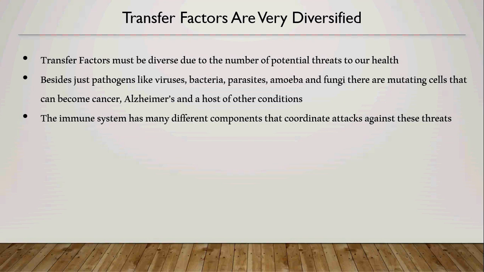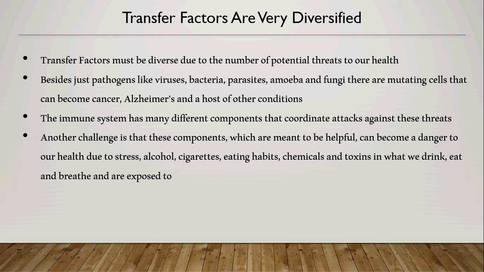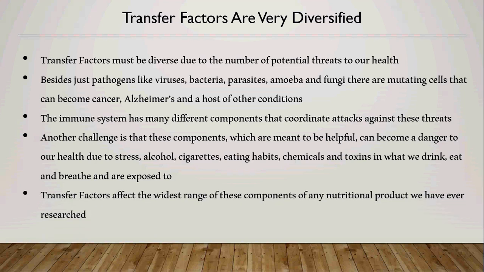The immune system has many different components that coordinate attacks against these threats. But another challenge we face is that these components, which are meant to be helpful, can become a danger to our health due to stress, due to the consumption of alcohol, the use of cigarettes, typically bad eating habits, chemicals and toxins in what we drink, eat, and breathe, and what we're exposed to every day. But transfer factors affect the widest range of these components of any natural product that we have ever researched.